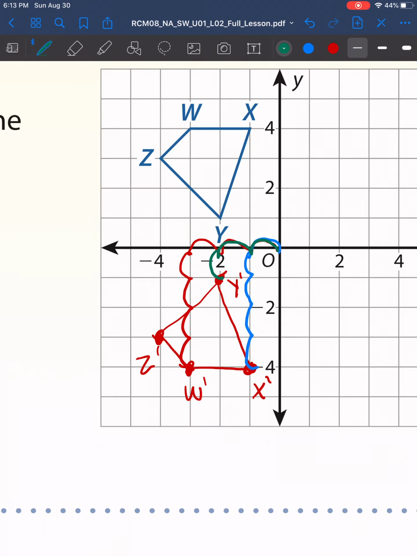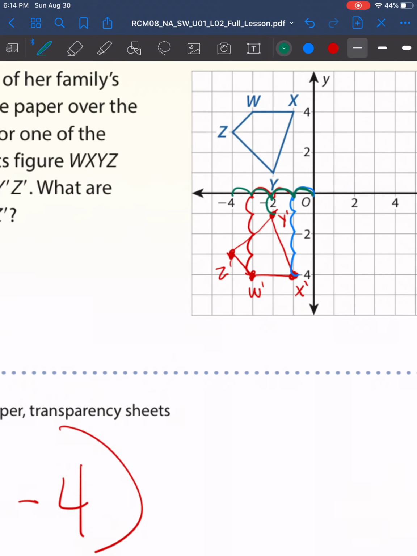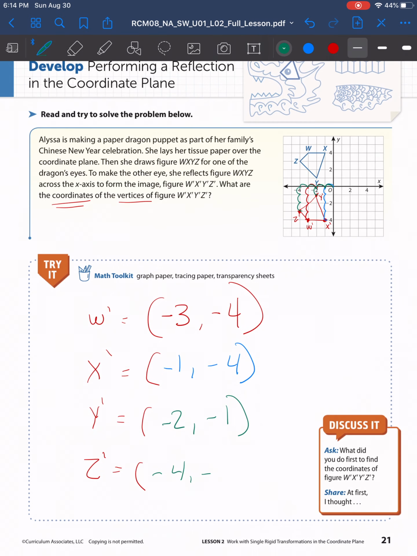Now let's do Z. I'll use green again for Z. 1, 2, 3, 4. So back 4 means -4. And then we're going to go down 1, 2, 3, so -3. All right, there are the new coordinates for my reflected picture.